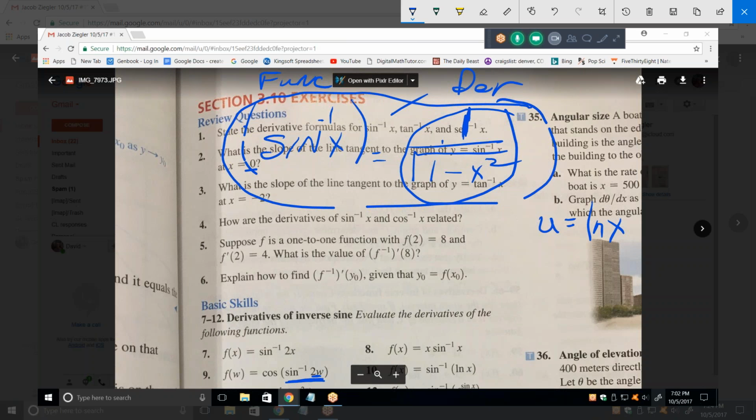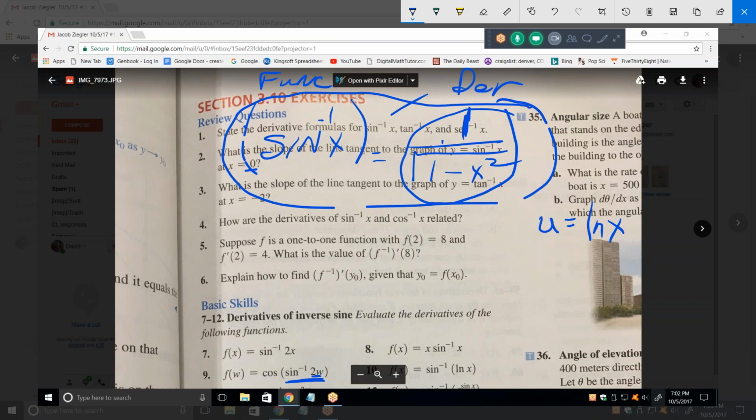Wait, why is x then not another inside? Well, because it's x. If it was natural log of 2x, then it would be another inside. But if the inside is x, you don't need to treat it as an inside because the derivative of it is 1. But technically it is another inside, I suppose. Not really, not by the way we think of insides. In other words, if the inside is x, then it's not an inside.